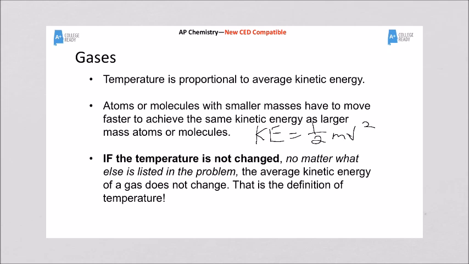Atoms or molecules with smaller masses have to move faster to achieve the same kinetic energy as larger mass atoms or molecules. So in other words, even though multiple gases are at the same temperature and they do have the same kinetic energy, that does not mean they're moving at the same speed or velocity. The speed at which they're moving is based on their mass. So if there's a low mass atom or molecule, it's going to be moving faster at the same temperature than a heavier, more massive atom or molecule.